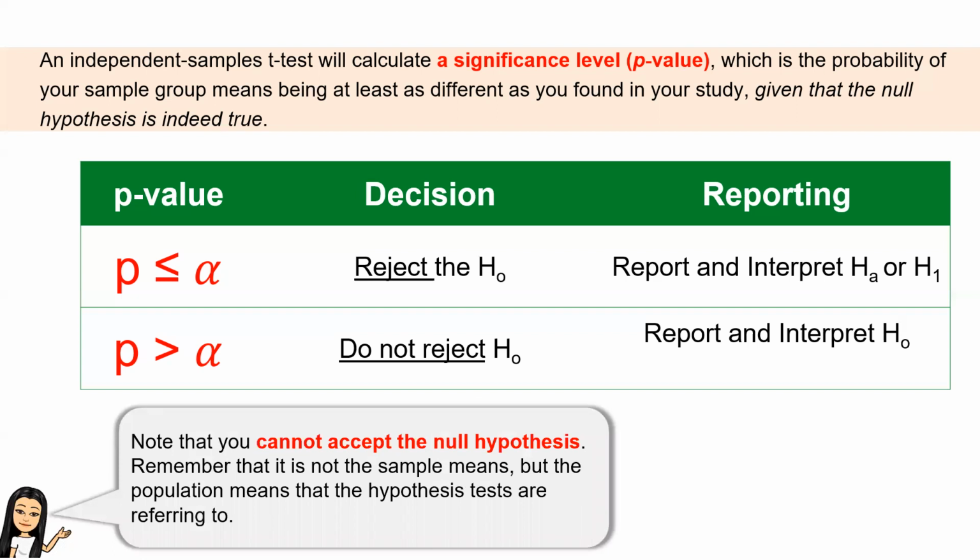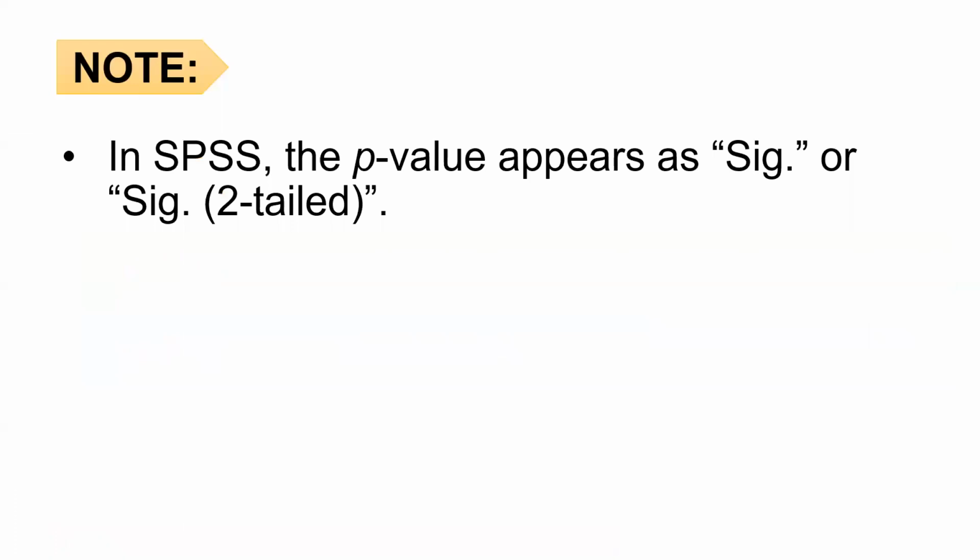Note that you cannot accept the null hypothesis. Remember that it is not the sample means, but the population means that the hypothesis tests are actually referring to. Because remember as well, we are just using sample data in order to generalize to our population. Note, in SPSS, you cannot directly see the term p-value. However, it appears as sig, or in some instances, sig two-tailed.